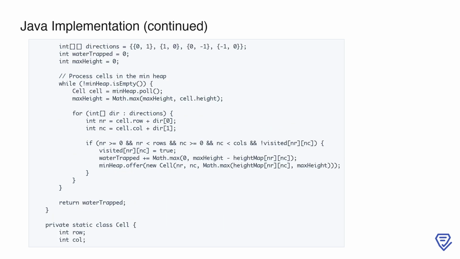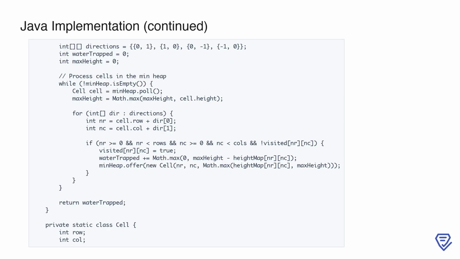Now, we define the directions array, which represents the 4 possible movements: right, down, left, and up. This will be useful for traversing the neighbors of each cell. We also initialize the water trapped variable to 0, which will store the total amount of water collected, and the max height variable to track the tallest boundary we've encountered so far.